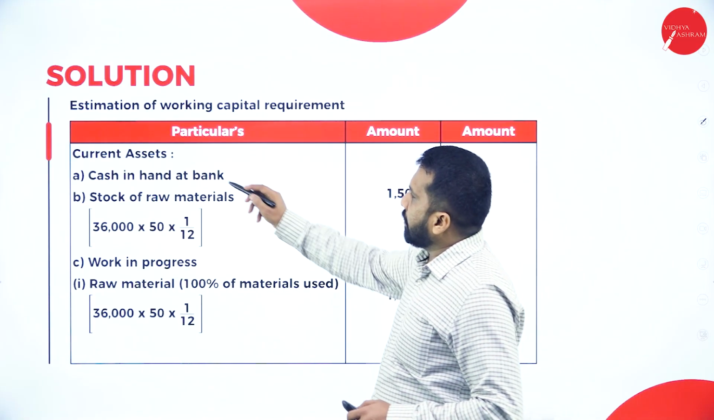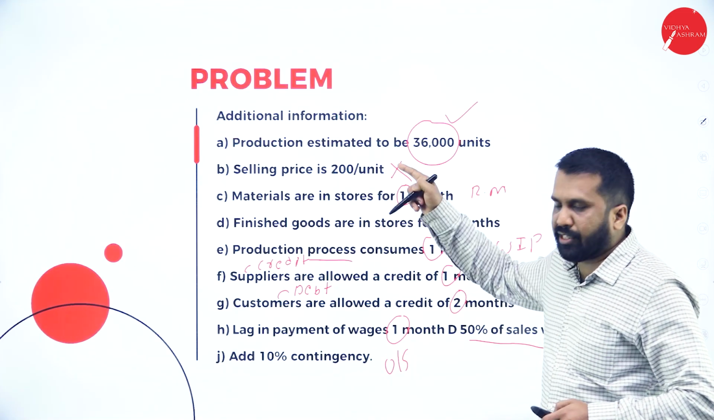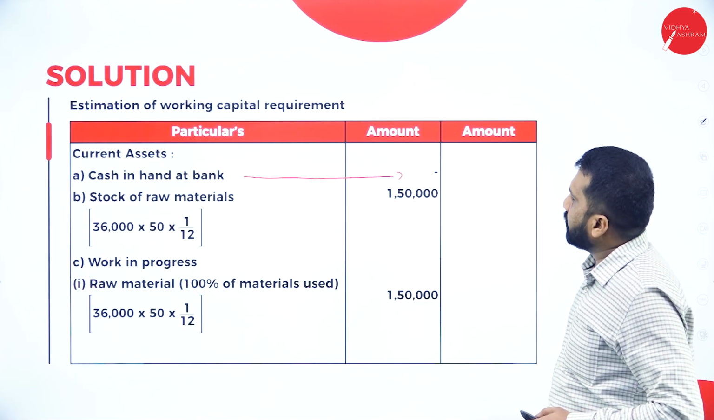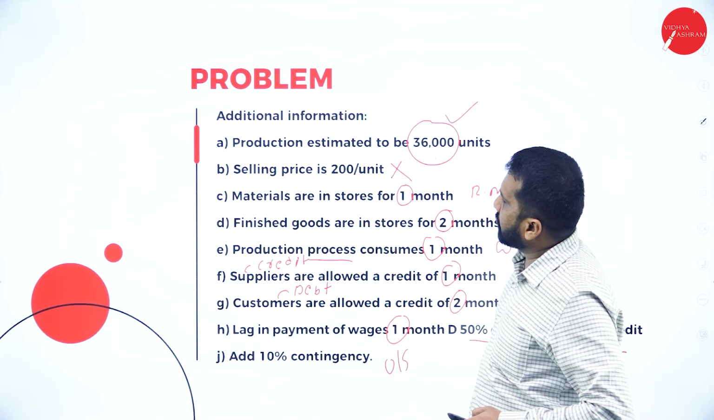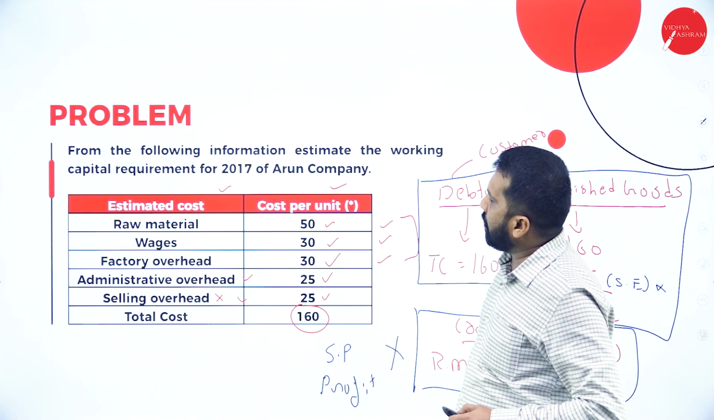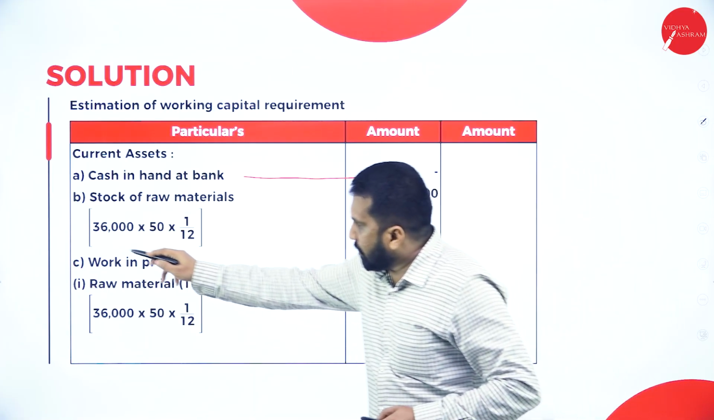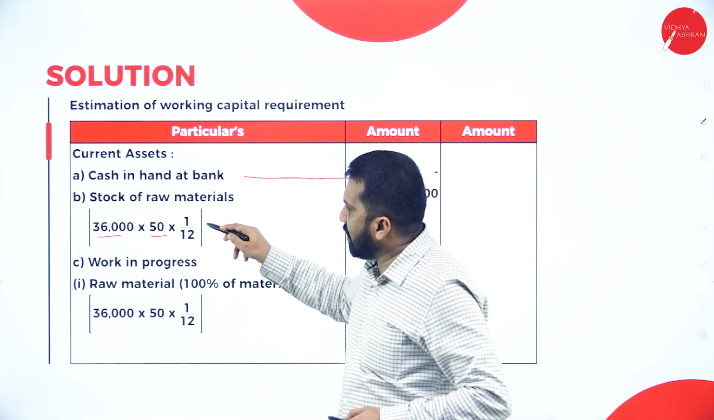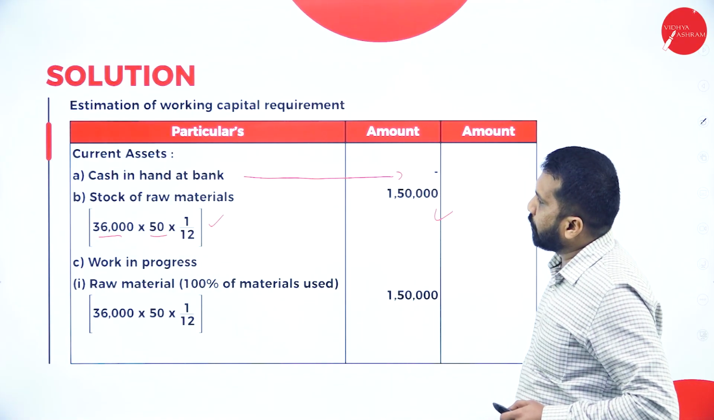Current assets: cash in hand. In this problem, it should be given in the adjustment only, but it is not given. Stock of raw material: see, what is the number of units? 36,000. What is the price? 50. What is the number of months? 1 month. So 36,000 into 50 into 1 by 12. Hope you are clear. Your answer is 1,50,000.